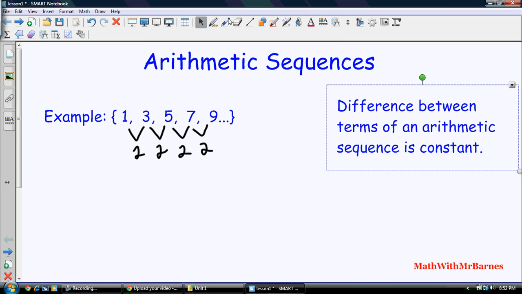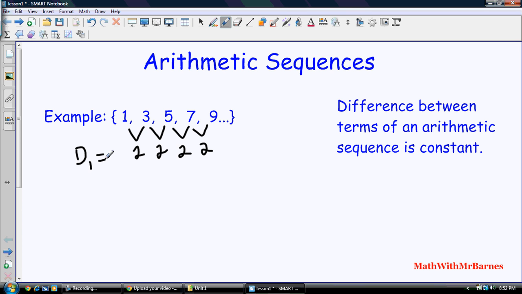So we would like to say that the first level difference, or D1, is equal to a constant. When you subtract successive terms, 3 subtract 1, 5 subtract 3, and so on, you'll find that the difference is constant. So we call that D1. The first level difference is constant.